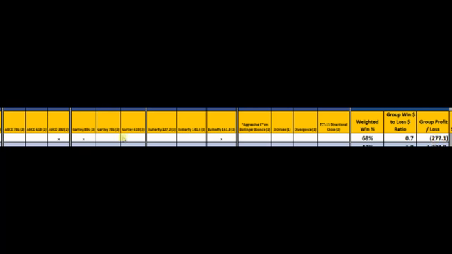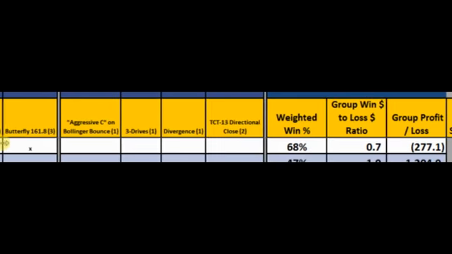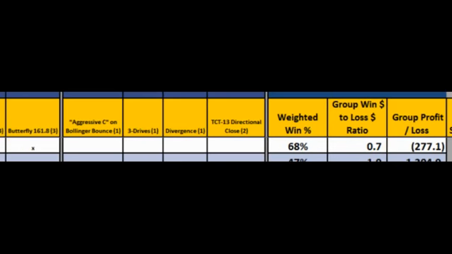So we're going to have to keep trading this strategy to see how it performs over a longer period of time. I have a feeling that we can improve this profit and loss ratio quite substantially.